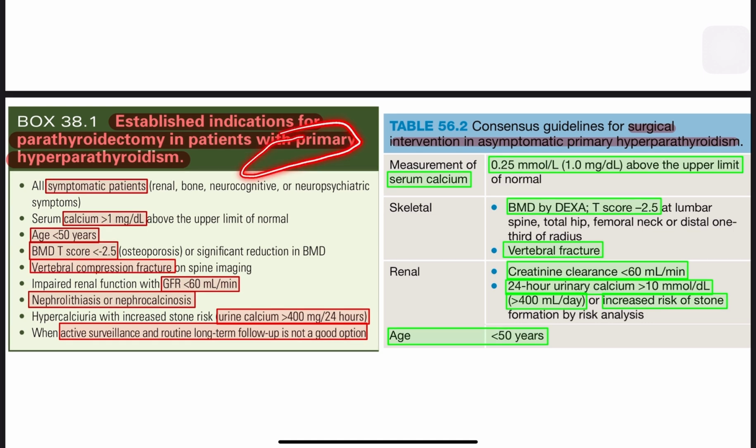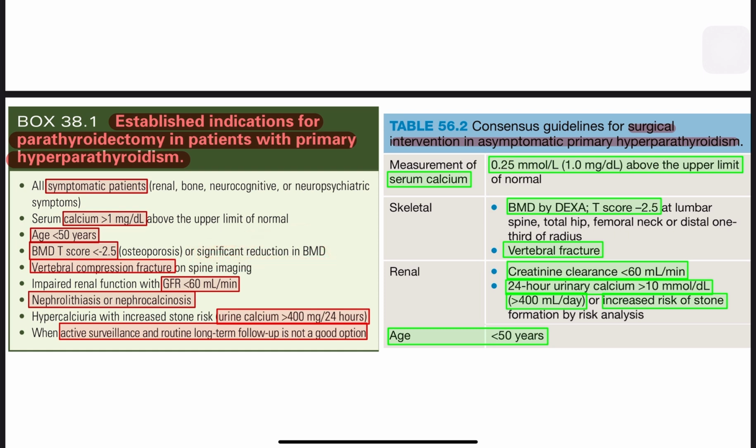So in primary hyperparathyroidism, the indications are if the patient is symptomatic, like renal, bone, neurocognitive, neuropsychiatric symptoms. Okay, if the calcium is more than 1 mg per dl above the upper limit of the normal, and the age is less than 50 years, and bone mineral density T score is less than 2.5. So calcium is more, age, and BMD is less than 2.5. Okay, so it's a sign of osteoporosis or significant reduction in bone mineral density.